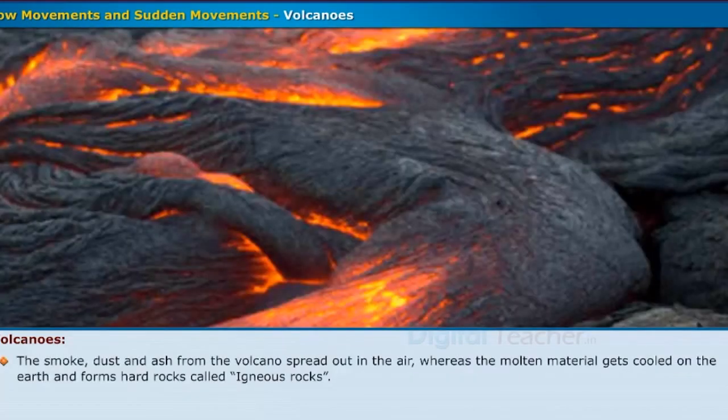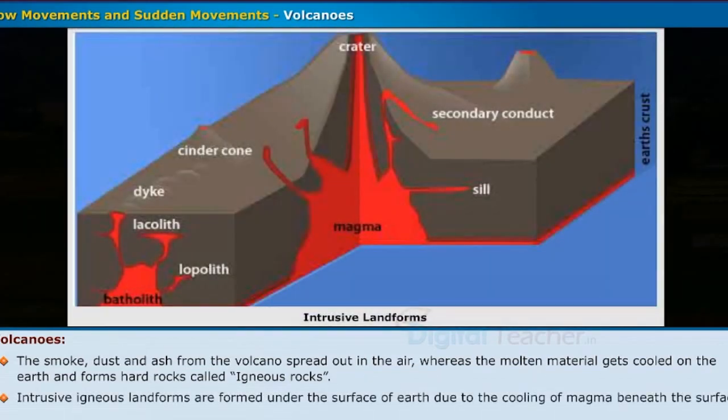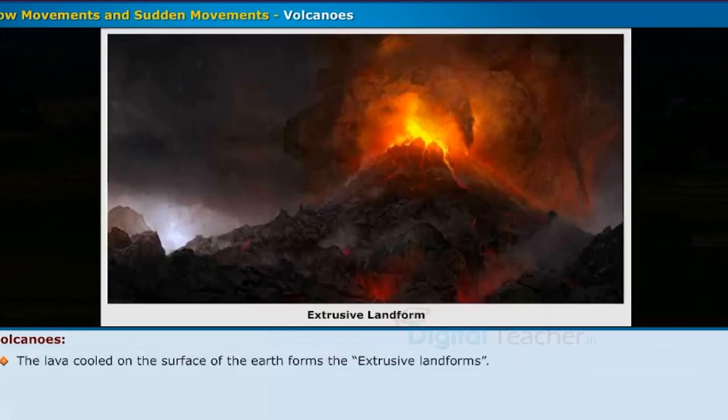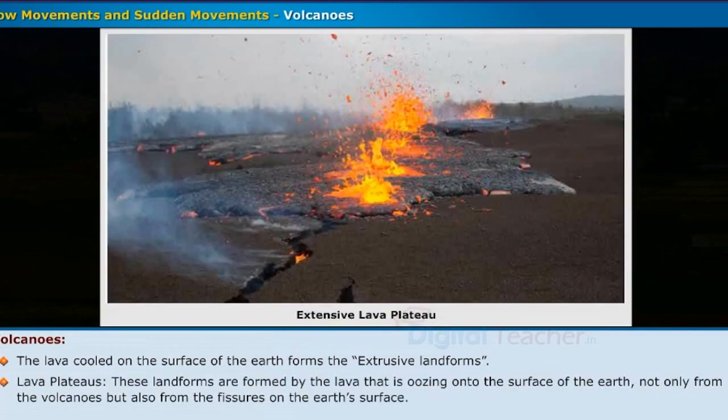The smoke, dust and ash from the volcano spread out in the air, whereas the molten material gets cooled on the earth and forms hard rocks called igneous rocks. Intrusive igneous landforms are formed under the surface of earth due to the cooling of magma beneath the surface. By the erosion of rock over these, the intrusive landforms are exposed. The lava cooled on the surface of earth forms the extrusive landform. Lava plateaus. These landforms are formed by the lava that is oozing onto the surface of the earth, not only from the volcanoes but also from the fissures on the earth's surface.